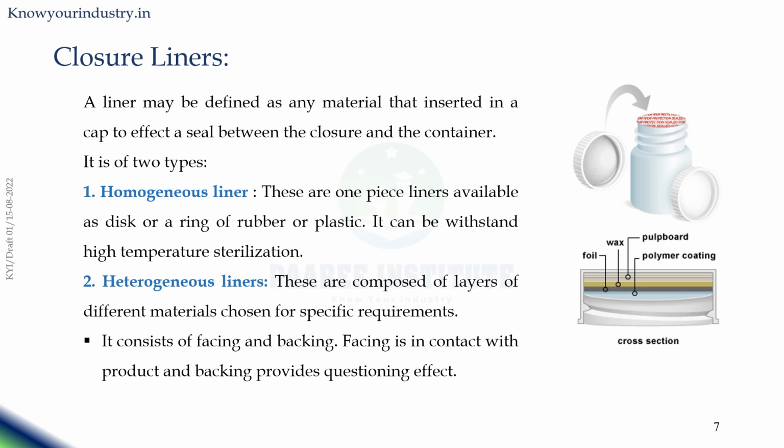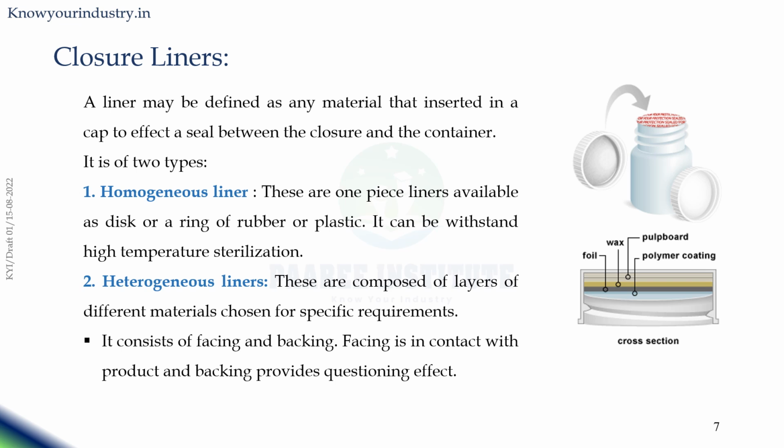So all these liners are being used in the closures, where you can seal the container using a certain level of temperature. There are two types of liners being used. One is the homogeneous liner, the other the heterogeneous liner. Homogeneous liners are available as a disc or a ring of plastic or rubber. It can withstand high temperature sterilization also.